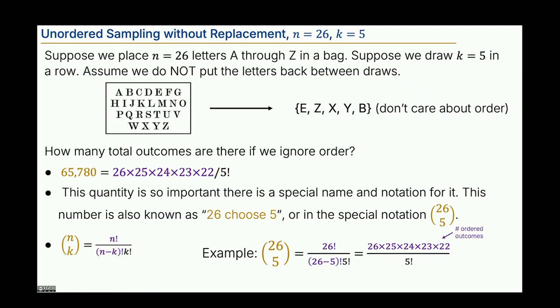Okay. You can think about this as the number of ordered outcomes, and this right here is the number of ordered outcomes per bin. So we divide the number of ordered outcomes by the number of ordered outcomes per bin, and I'm left with the number of unordered outcomes. Okay. All right.